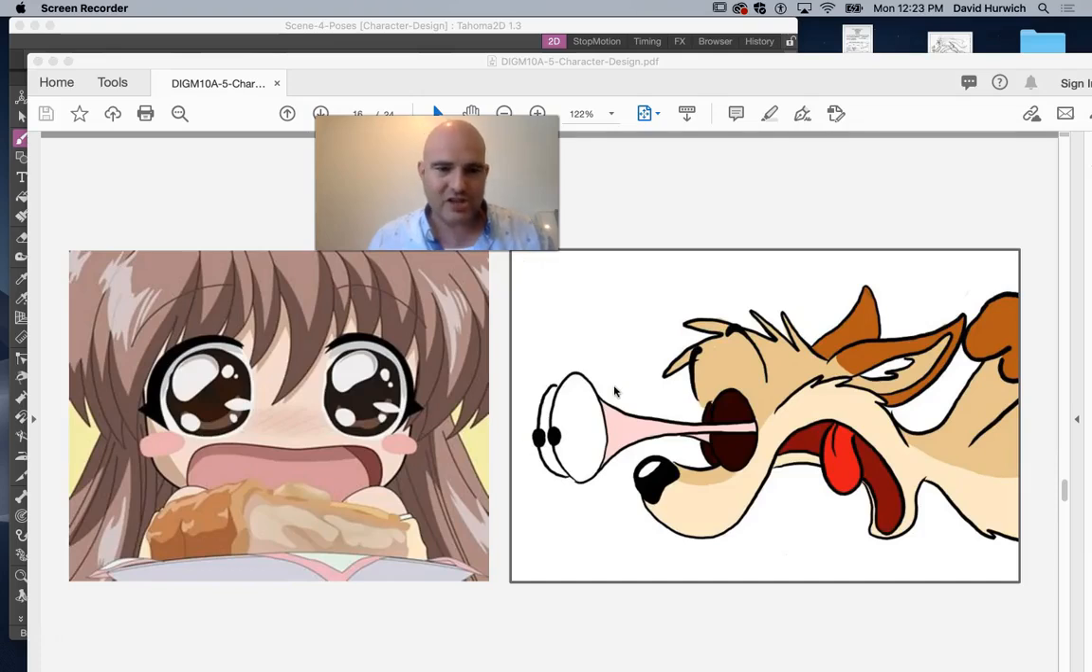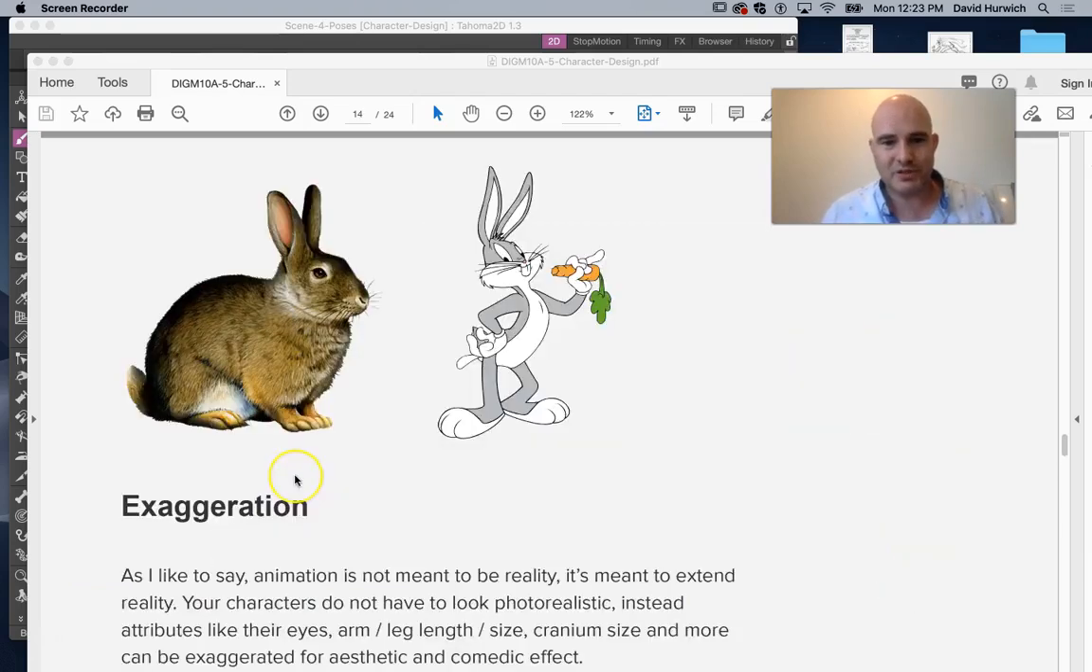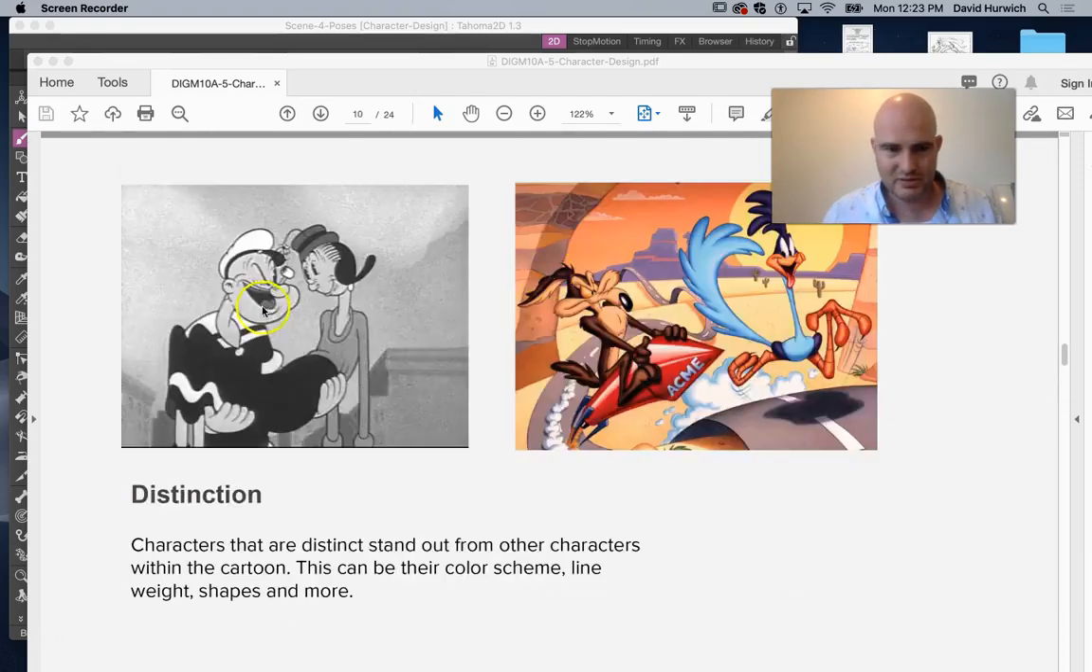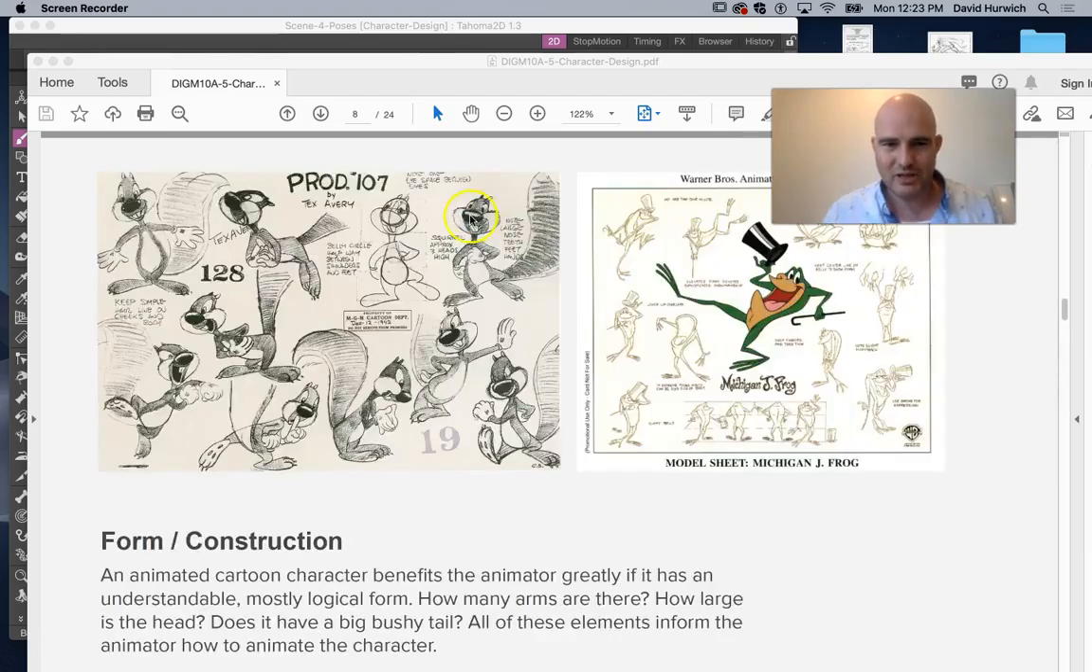Another exaggeration is to exaggerate what helps the character. It's almost a joke that anime characters have huge eyes, right? Well, eyes are really important to expressing things. So a lot of characters have very large eyes and large mouths, because your eyes and your mouth are some of the most expressive parts of a character. You'll notice most characters have very large eyes and mouths, even in more traditional cartoons like Popeye from the 20s and whatnot. Big mouth, huge eyes.